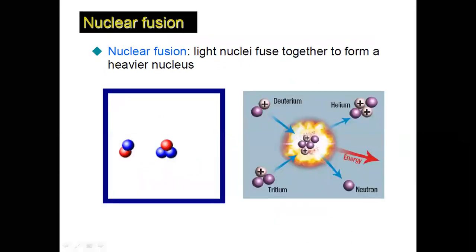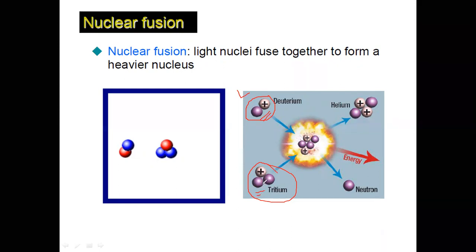Now nuclear fusion: light nuclei fuse together to form a heavier nucleus. Here we take two hydrogen elements. Observe here, this is nothing but deuterium, with one positive particle and one neutral particle. This one has the lower mass value, with only two particles. This one has the higher mass value, with three particles: one proton and two neutrons. This is the higher value.